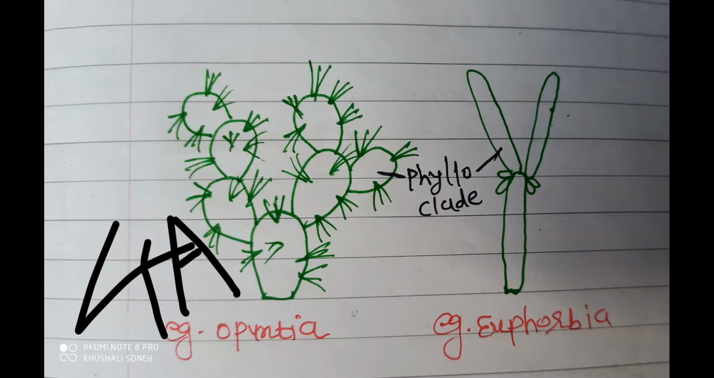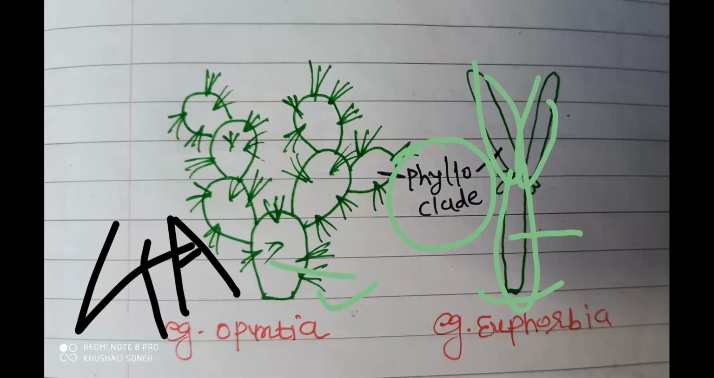Phylloclade, remember, helps in photosynthesis in these arid region plants. One example is opuntia, other example euphorbia. For opuntia remember a flat stem form, and in euphorbia a cylindrical shape forms the stem axis. Do you have any doubt in today's lecture? Then ask me now.